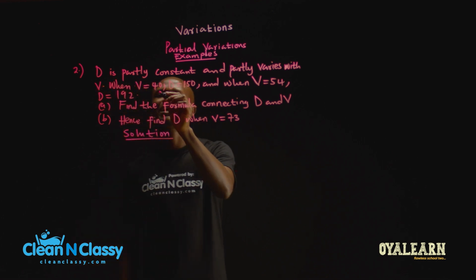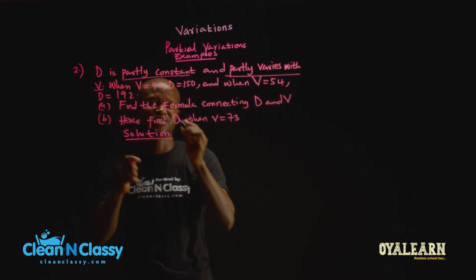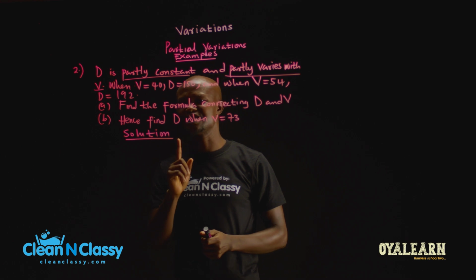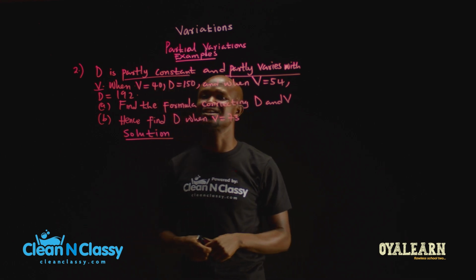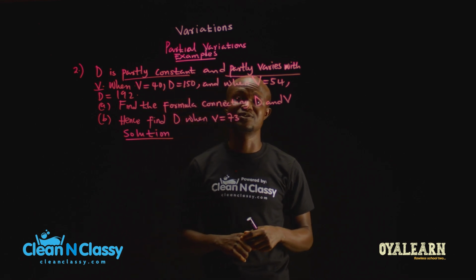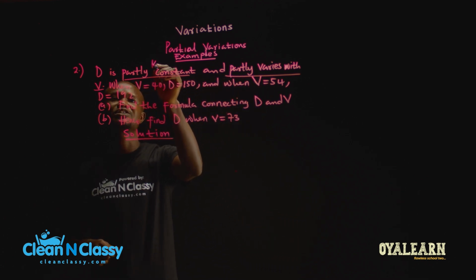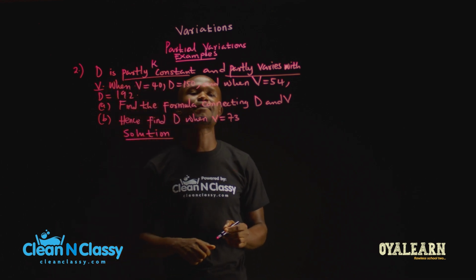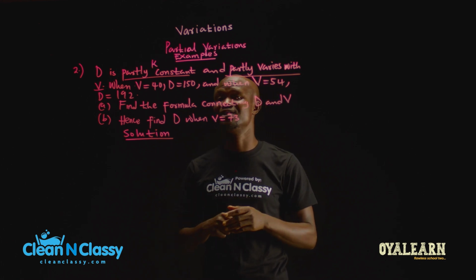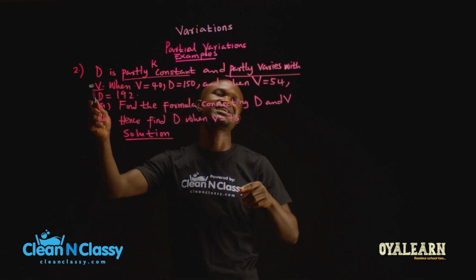Now, D is partly constant and partly varies with V. What does this mean? D is a function of two things, but the first part of D is a constant, while the other part of D has to do with the variable. The first part of D is a constant, and let that constant be K. While the other part is dealing with the variable V, and D varies as that V.